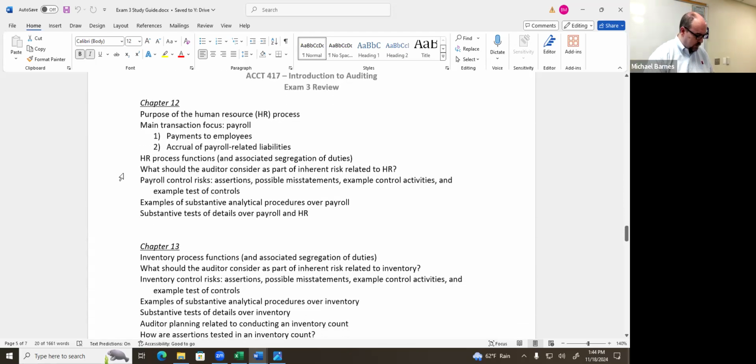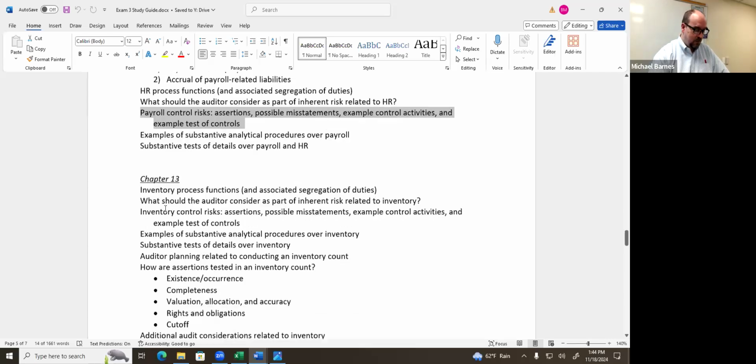All right, chapter 12. I'm just going to go ahead and highlight this right here. It says payroll control risks, assertions, possible misstatements, control activities, and example test controls. That was the table on controls that was in chapter 12. Make sure you review that.